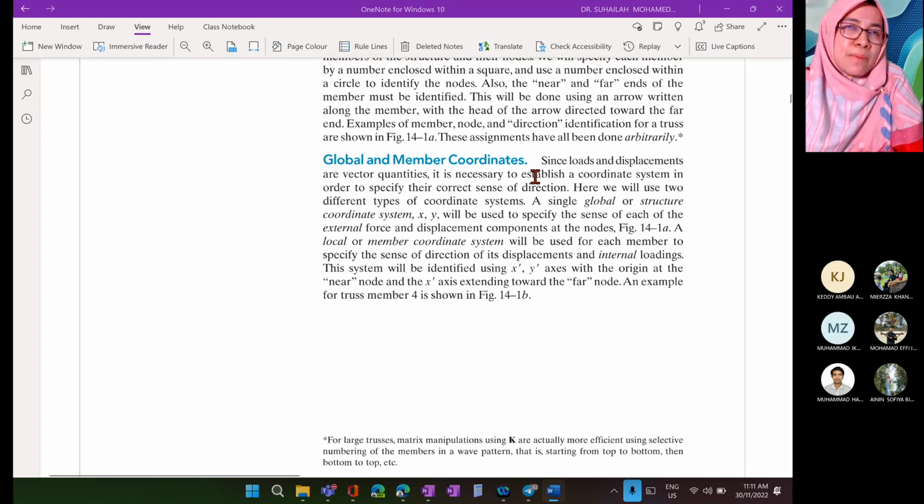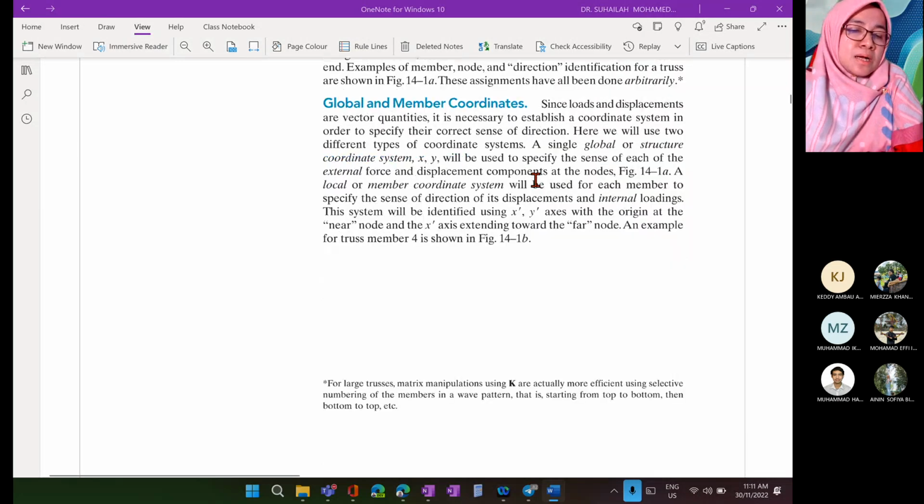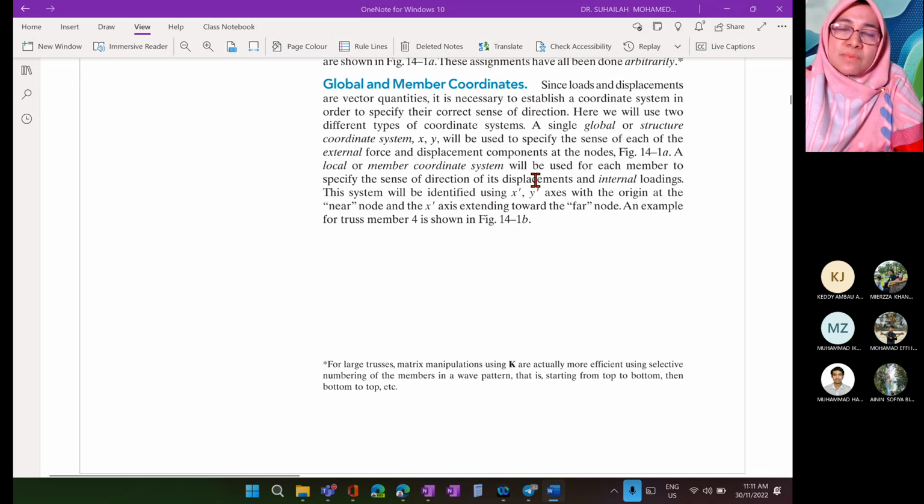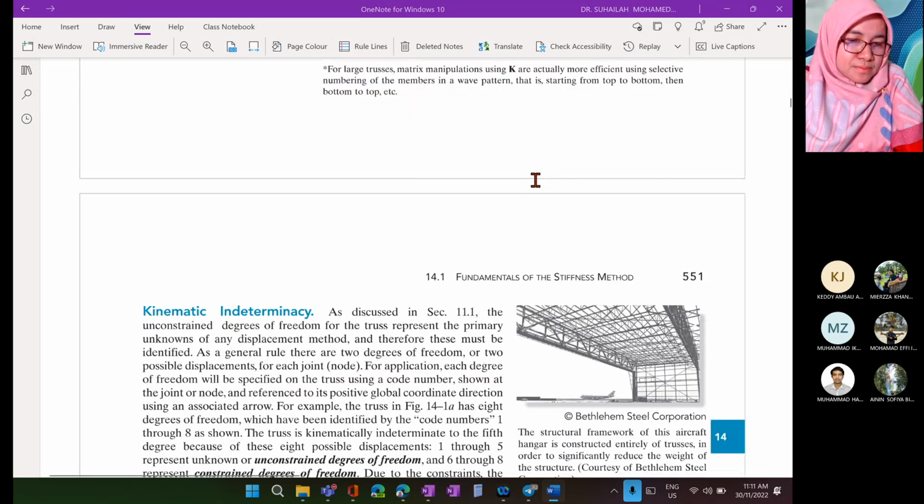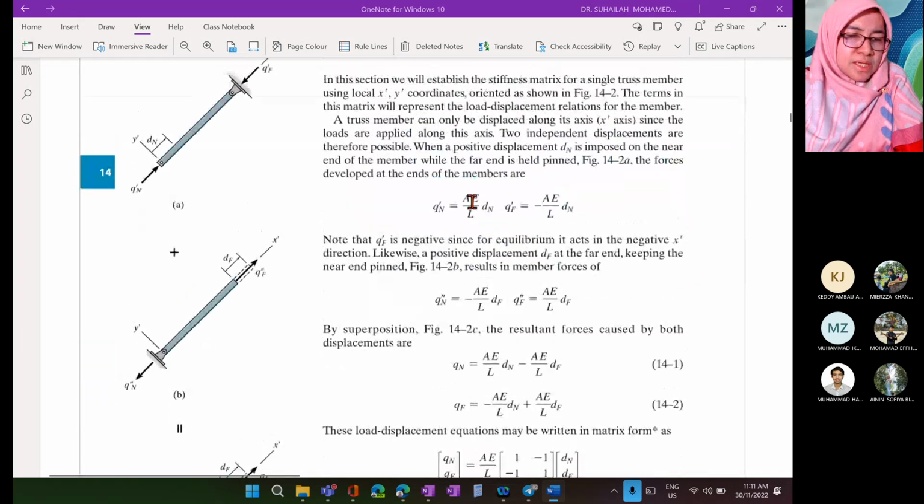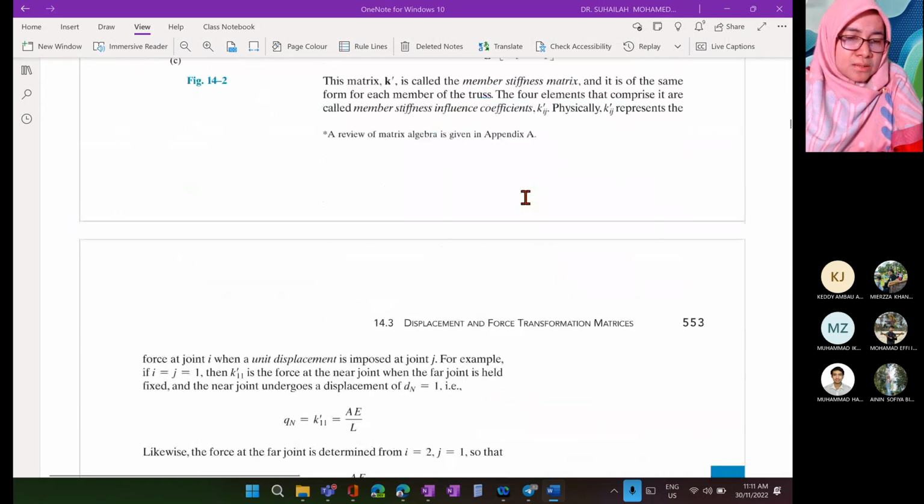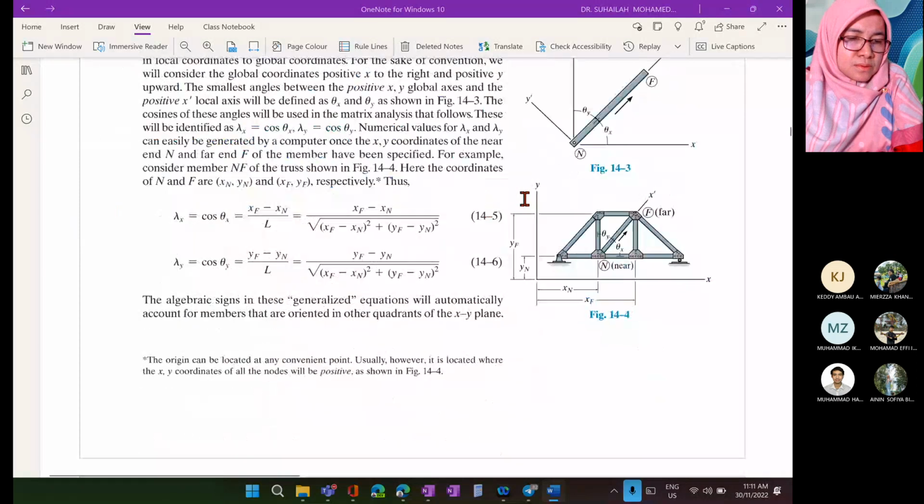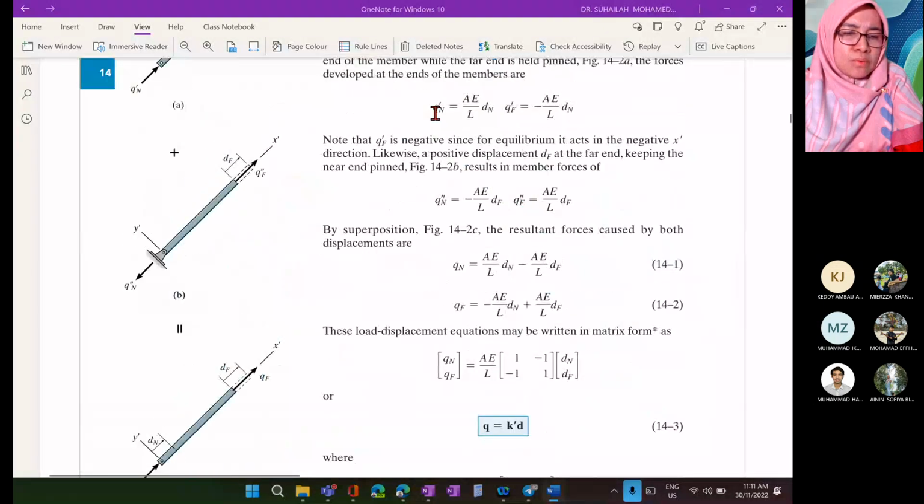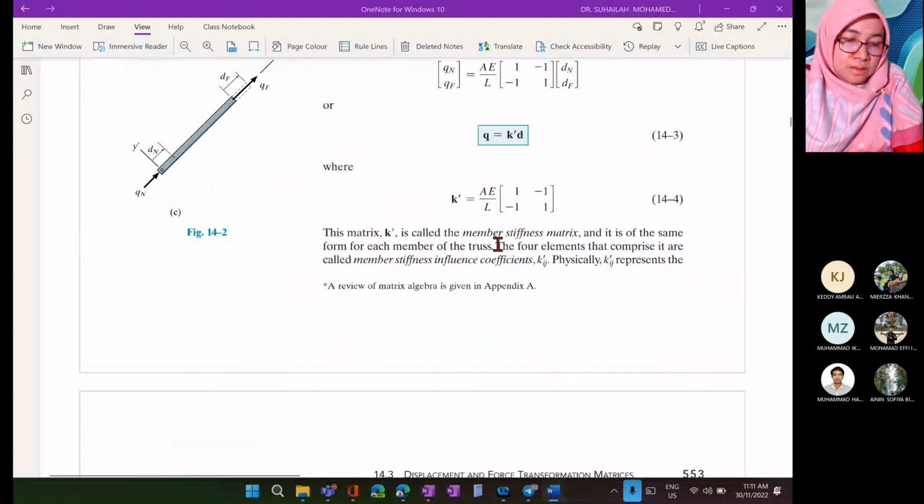We have two coordinate systems, the member or local coordinate system, and the global coordinate system. And the procedure will use the global coordinate system in order to get K. K is the stiffness matrix, K for the structure. Okay, so this is some explanation about the member stiffness matrix. Of course you don't need to understand how they derive the equation.